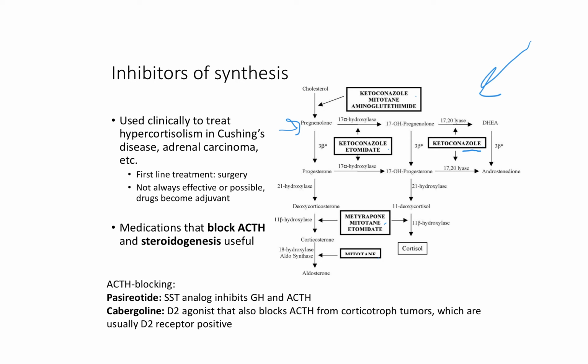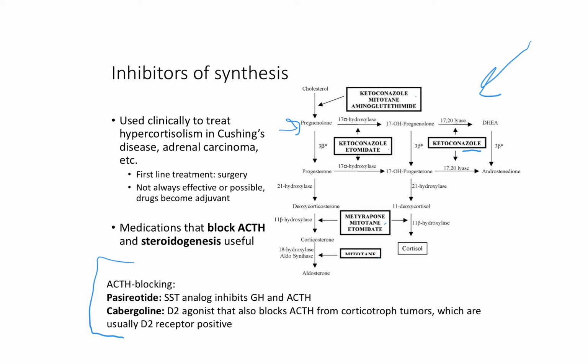Medications that block ACTH, which would drive cortisol release, and steroidogenesis itself are useful. With regards to things that can block ACTH, for those of you who have me in real life, we mentioned these medications in the pituitary chapter. Pasireotide and cabergoline are two medications that we use for other things. Pasireotide is a somatostatin analog that not only inhibits growth hormone and is used in the treatment of acromegaly, it also inhibits ACTH, so that will limit the HPA axis activity.